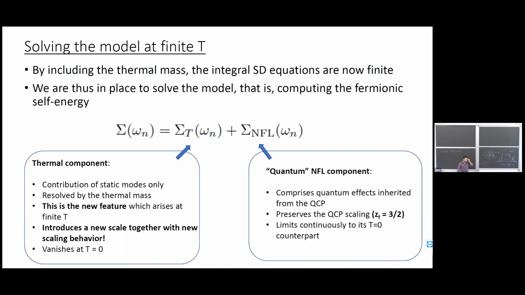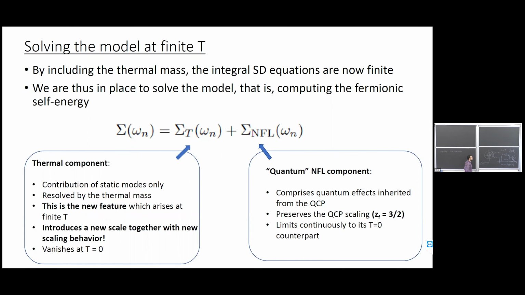Before doing that, let me recall the competing effects that are here. On one hand, we had the thermal component of the self-energy. This accounts for the contribution of the static modes, which are essentially the thermal fluctuations. This is resolved by the thermal mass we just saw. And we will see that this also vanishes at zero temperature, because the quantum critical point doesn't know about this thing. And in the flow, we'll see how a new scale appears.